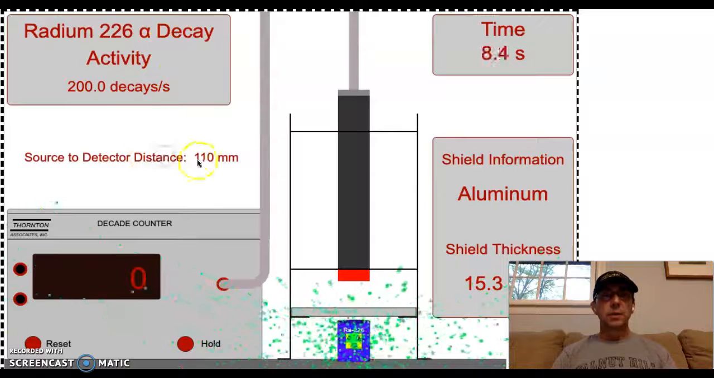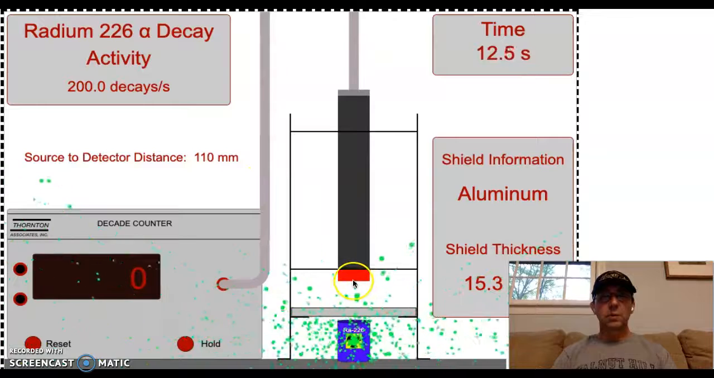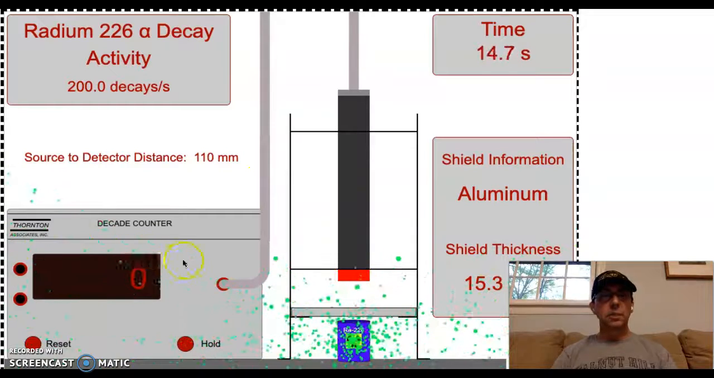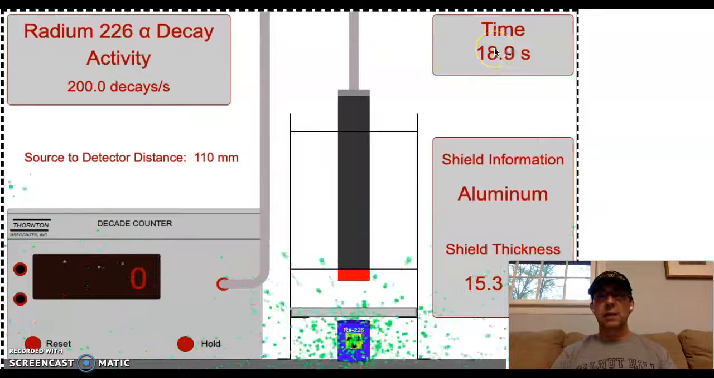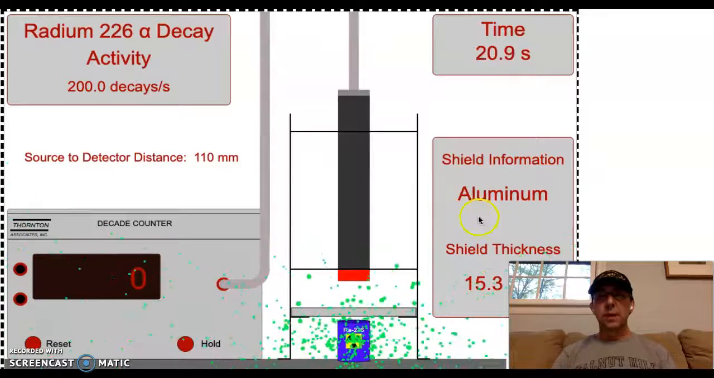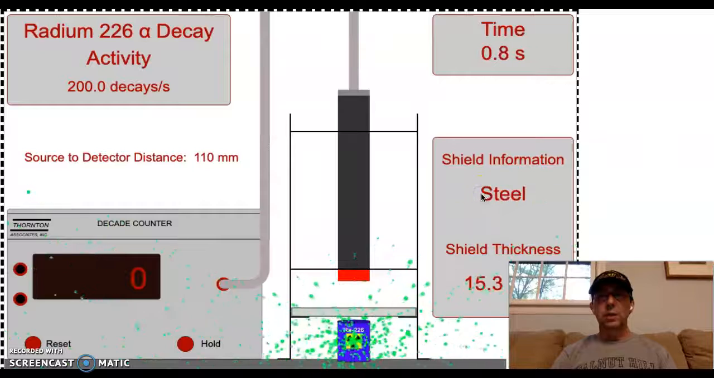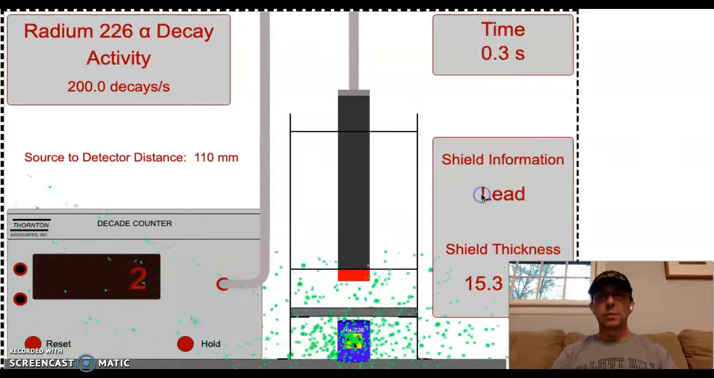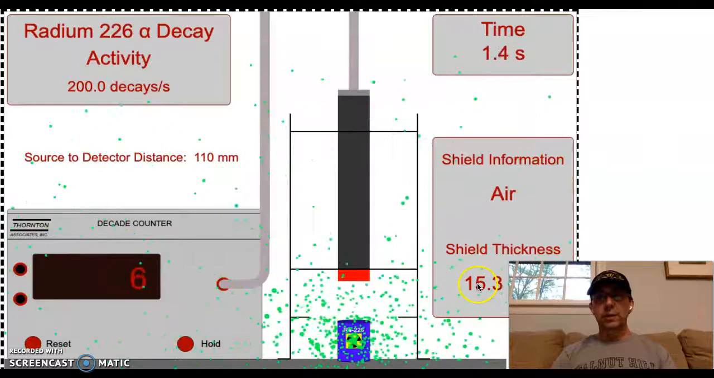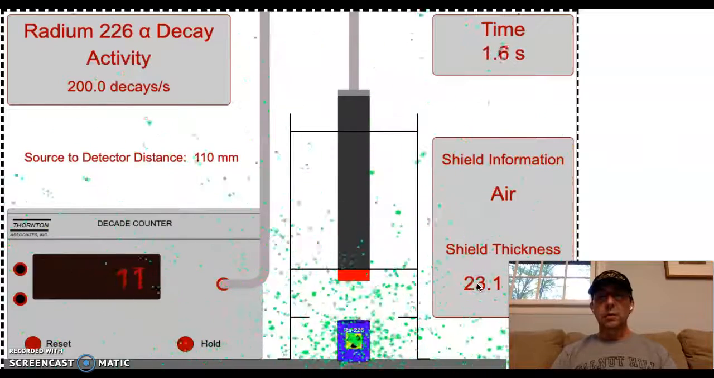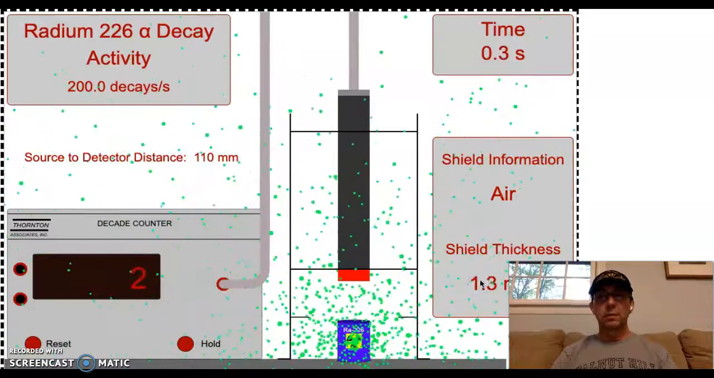Now you notice that the source to the detector is fixed this time, so this distance doesn't change. We still have our decade counter in the lower left and our time in the upper right. But this time, instead of changing the distance, we can change what the shield material is. Air means basically that we have no shielding, essentially. And you can change the thickness. So the shield thickness can change from thin to thick.